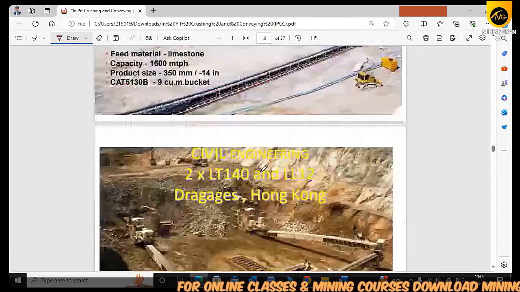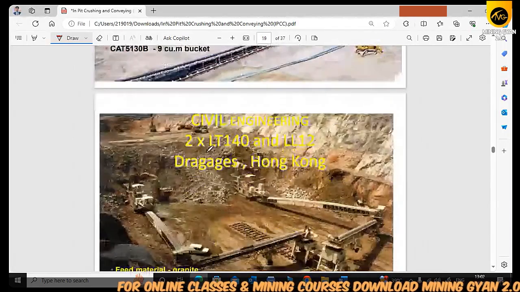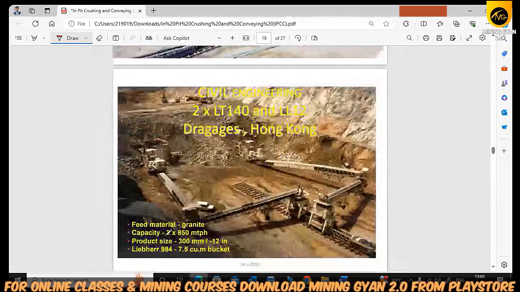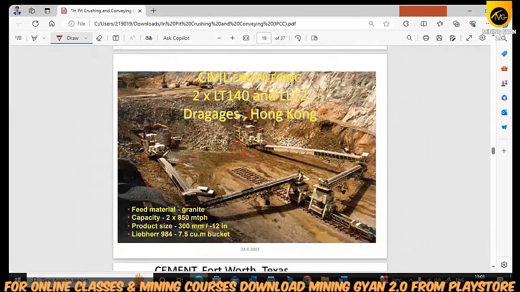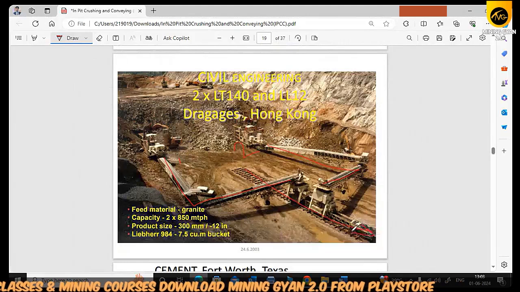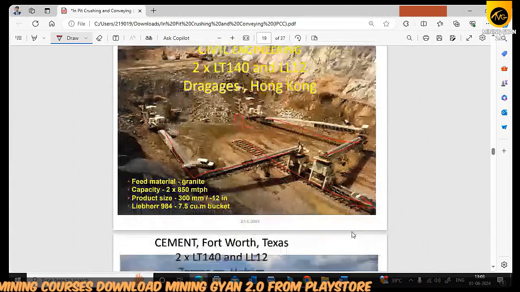In civil engineering, you see the 2 LT 120 and 120 in Hong Kong. The feed material is granite, and the capacity is 2 times, these are two machines, one and second. The product size will be minus 300 mm, and both are connected with this ligament weld conveyor, and these are movable through the main conveyor. So this is used in granite mines.